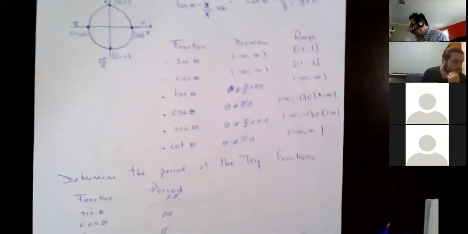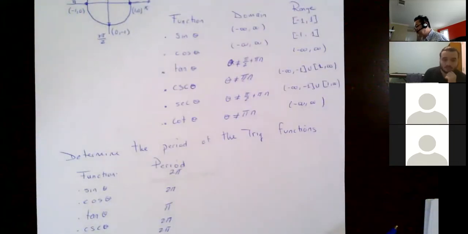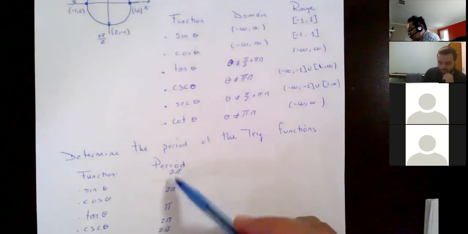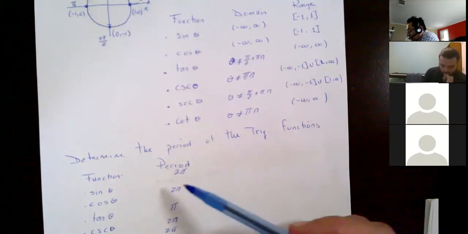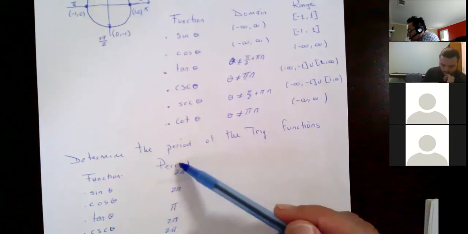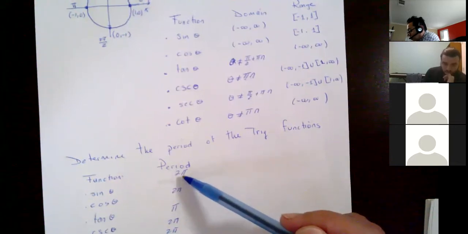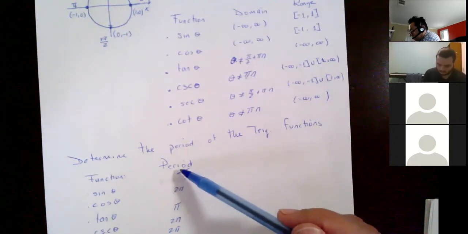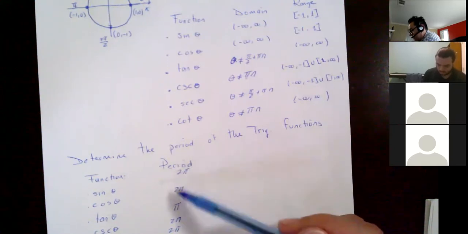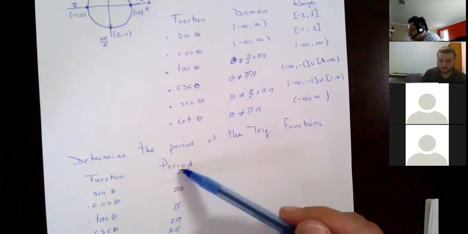So let's go over it. It says determine the period of the trig functions. For the sine and cosine, the period is 2 pi. What is the meaning of the period, by the way? It means when they stop and start repeating again. We're going to learn in the next section that when we start graphing sine and cosine, they start at 0, and one cycle ends at 2 pi.